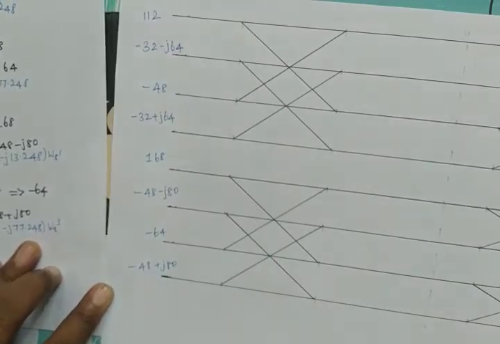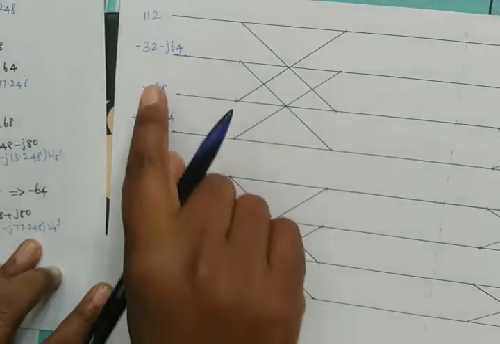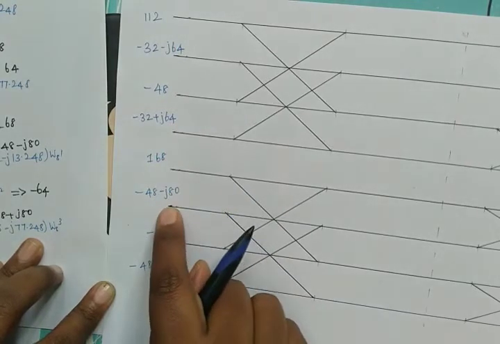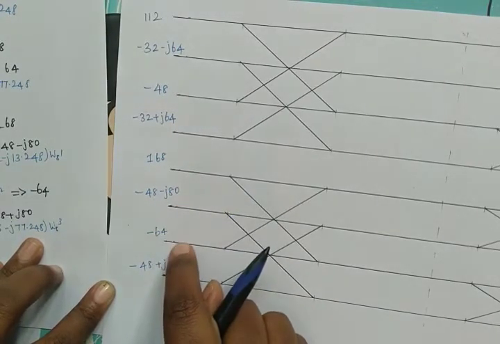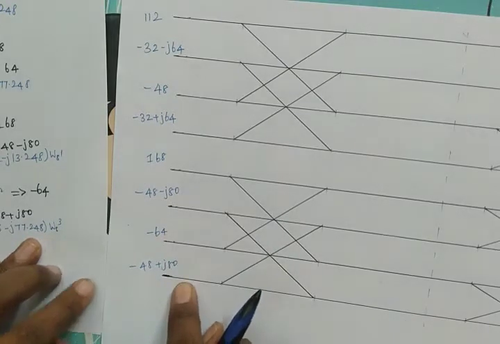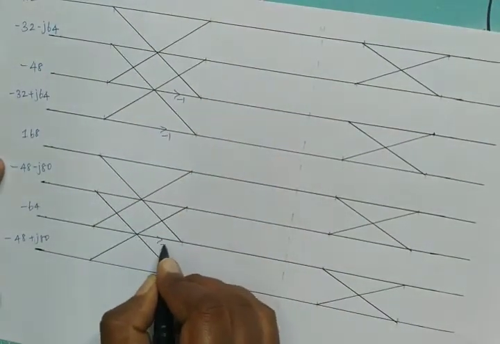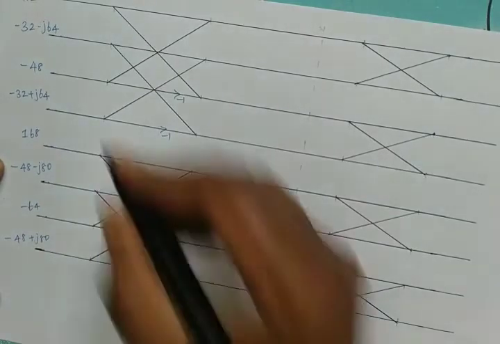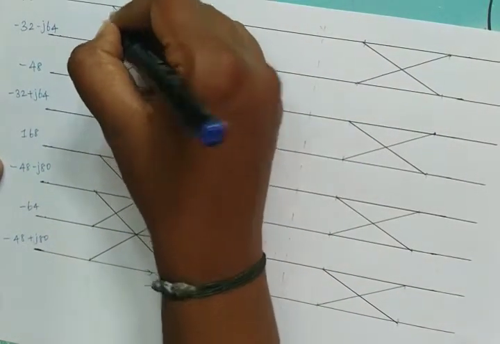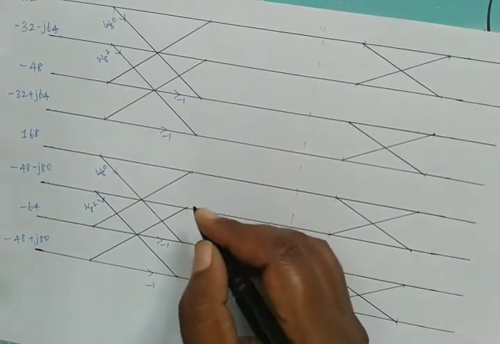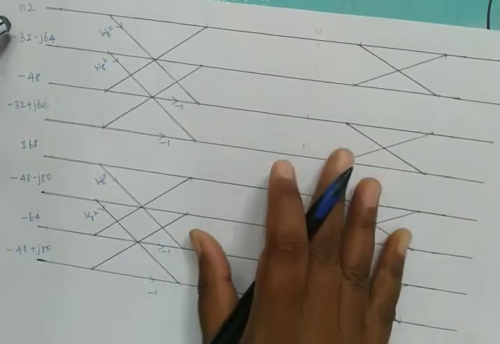Let us check this once, which is equal to 112, minus 32 minus j 64, minus 48, minus 32 plus j 64, 168, minus 48 minus j 80, minus 64, minus 48 plus j 80. That's it. Now what we have to do? Now we have to substitute minus 1 in the bottom line. Here it is minus 1, minus 1, minus 1, minus 1. Then the next one is to substitute the middle factor, that is W8 power 0, and here it is W8 power 2. Now follow this and find the answer.